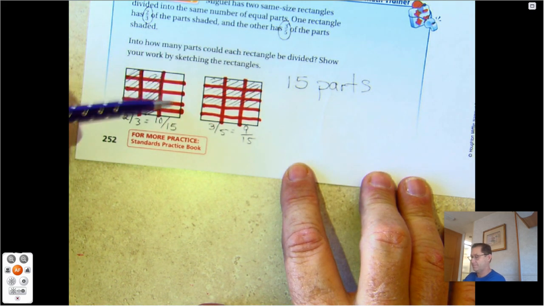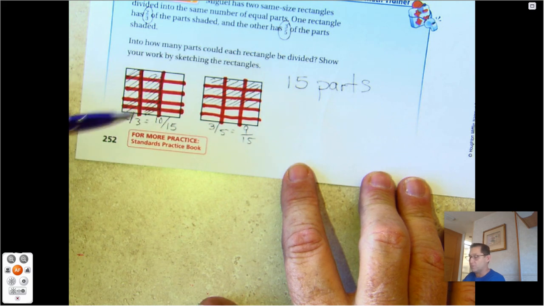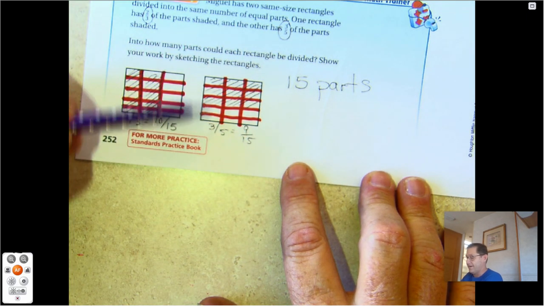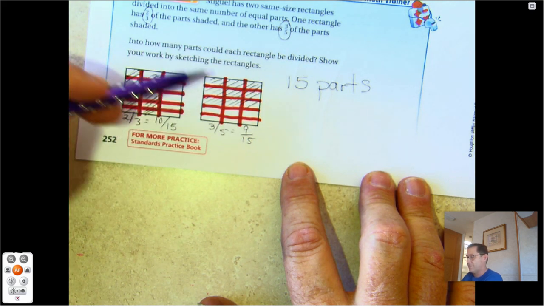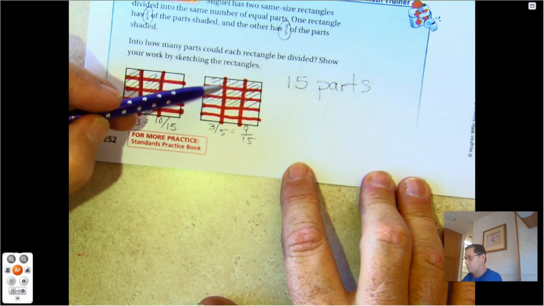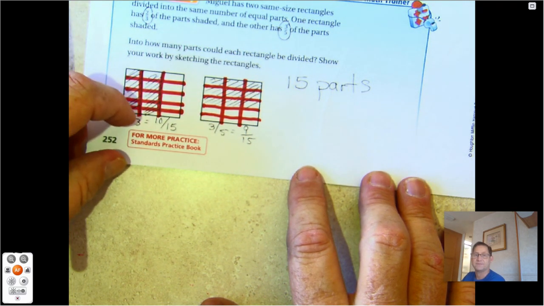2/3 can be changed into 10/15 by multiplying by 5. What did we do on this one? We added 5 sections, 5 horizontal lines. We actually multiplied it by 5. The 3/5, okay, we had 3/5 going this way. We multiplied the 3/5 by 3: 1, 2, 3 to get 9/15.